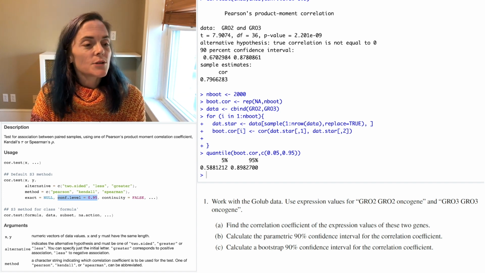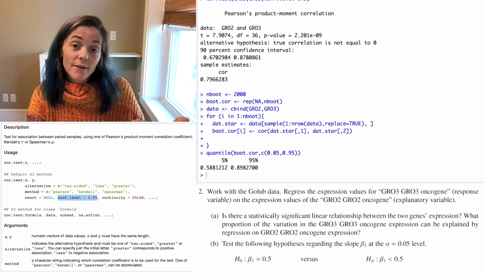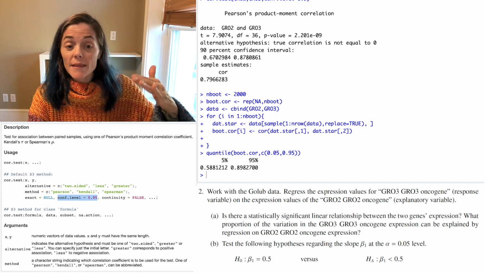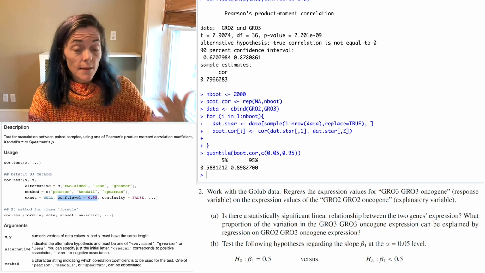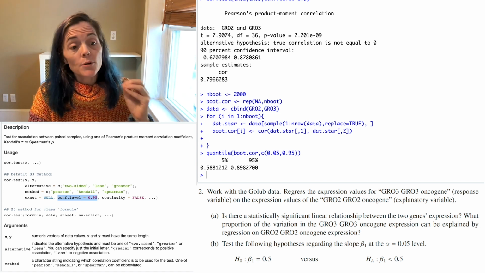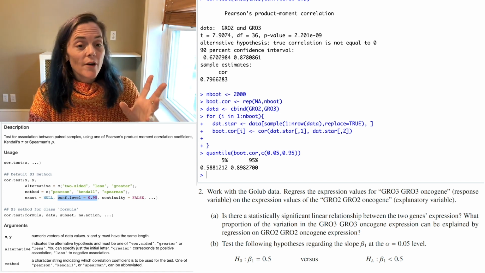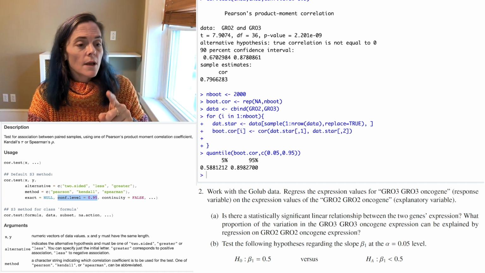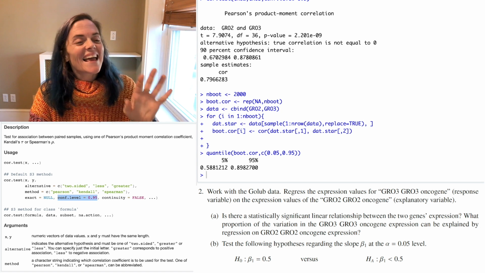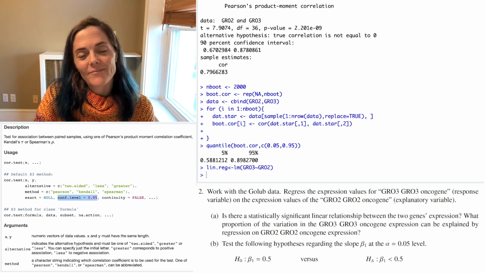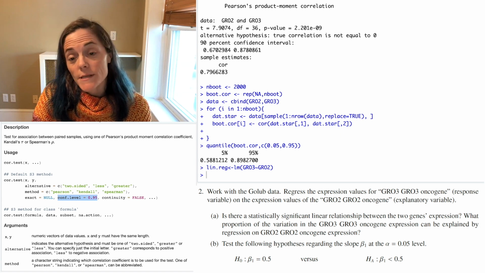Now we can move on to number 2. Instead of clearing my saved objects, when I look at number 2, I realize I'm working with the exact same 2 genes in the Golub data, so I will keep those variables. In number 2, I want to perform regression. Here, the GRO3 variable is my Y, and the GRO2 variable is my X. We can ask for summary.